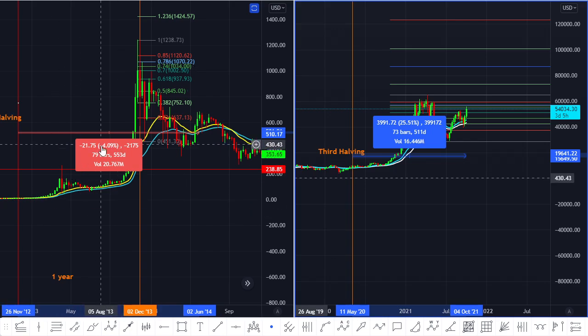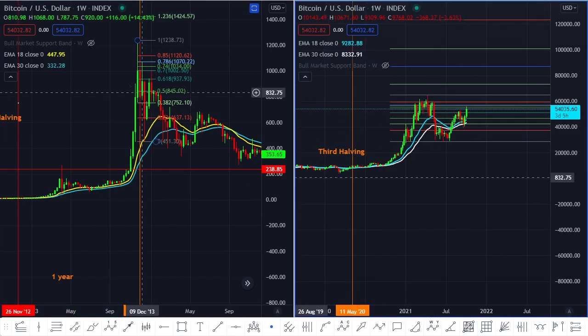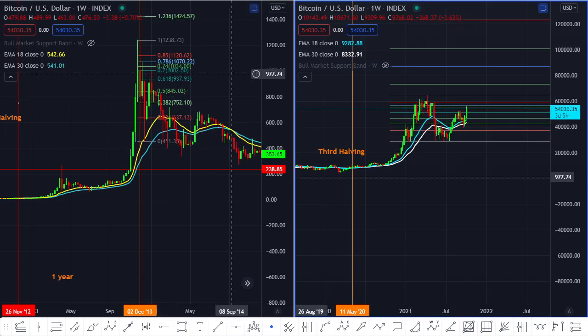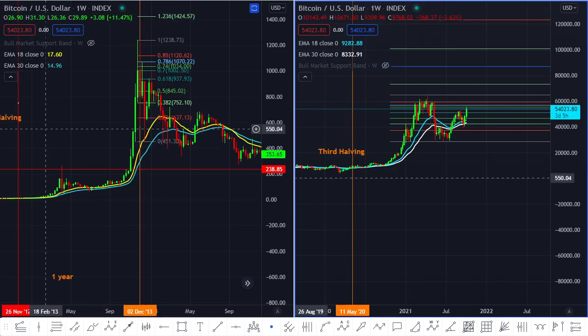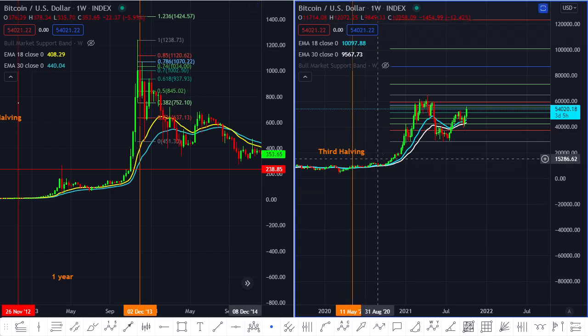So after the halving you did this, and after the halving you did this. So now we have all of this. We have our 0.7 fib hit, we have our fake out on the EMAs in both runs, we have a U consolidation in both runs. We have a 1 year halving. After the halving by 1 year, you reach your all-time high here. After the halving by 1 year, you reach your all-time high here.